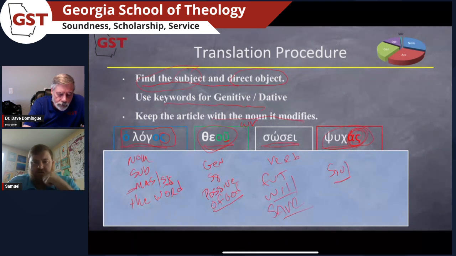Just about out of time here. Tell me how that functions. What case is it in? And what number?